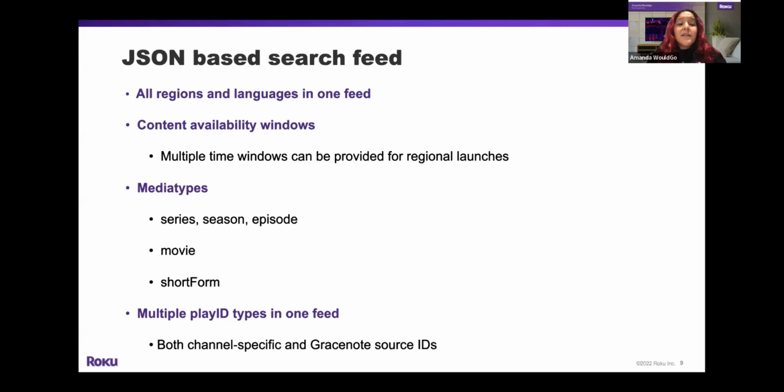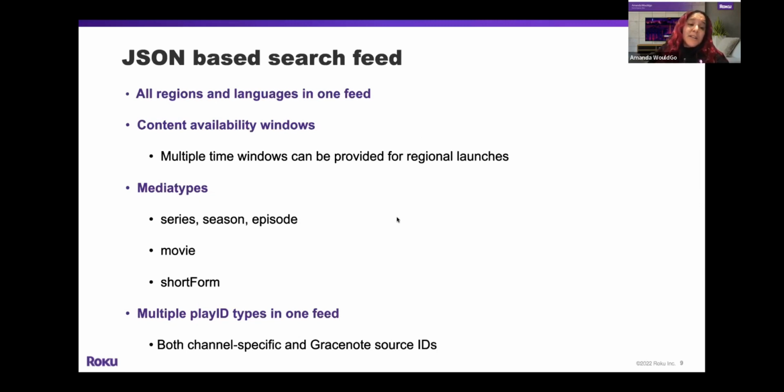It includes content availability windows, which allow multiple time windows that can be provided for different regional launches. This gives you really acute access to releasing new launches for your media titles, and then also allows you to remove them based on the timestamp.